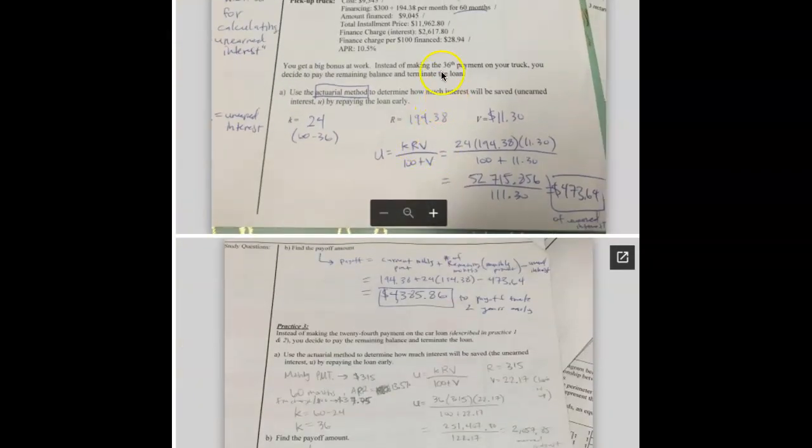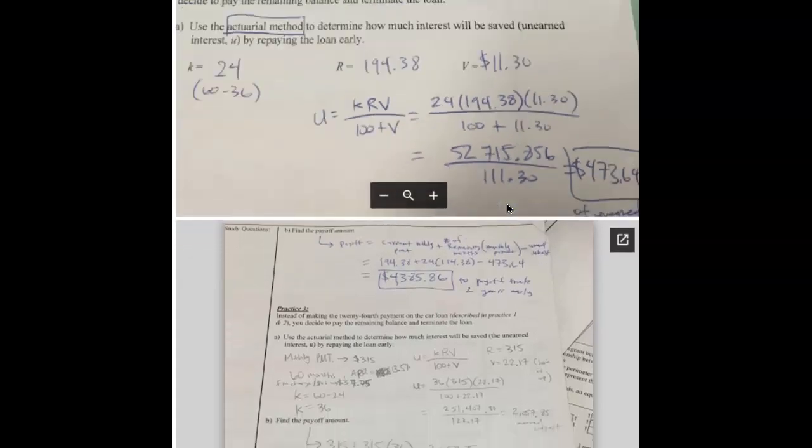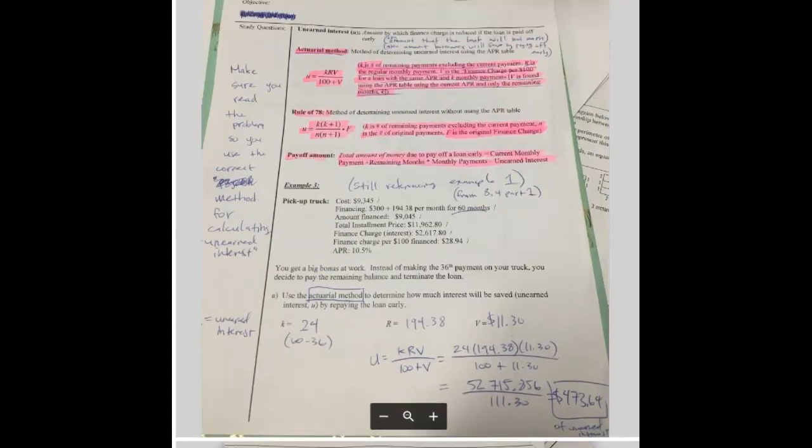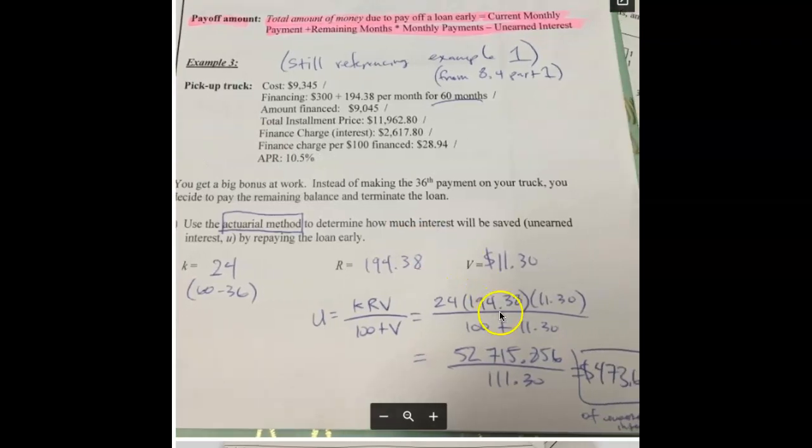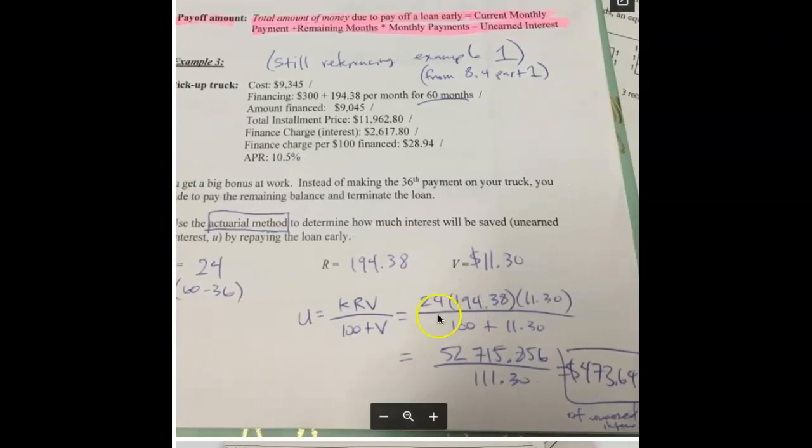Let's go back and double check that. Yeah, 10.5%, so there it is. See, $11.30. That's a little bit of a tricky idea, I think, to get the finance charge per $100 based on the number of remaining months and the original APR. Not too complicated, but it could be a little tricky to process. So anyhow, once I have those values, I can just plug them into this formula to find the unearned interest.